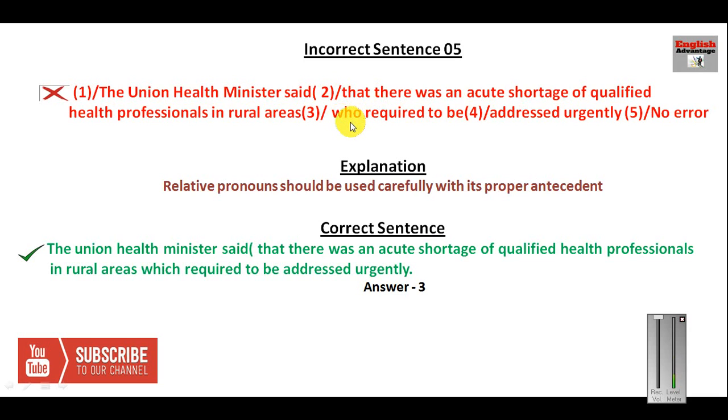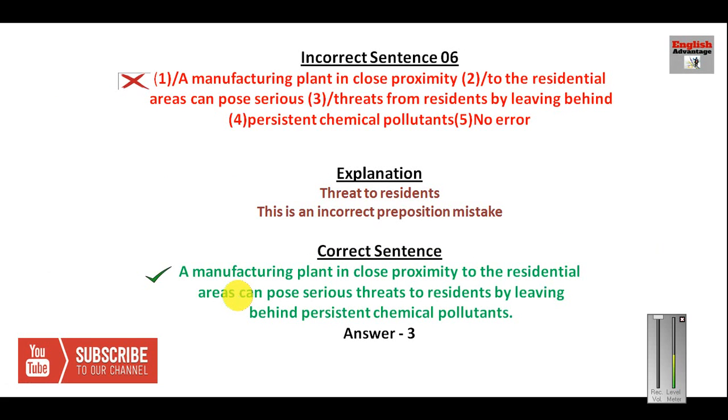So this is the wrong word here. This does not refer to this acute shortage. So this is why this "who" is wrong here, and the correct answer will be 3. Now let us see the next sentence.